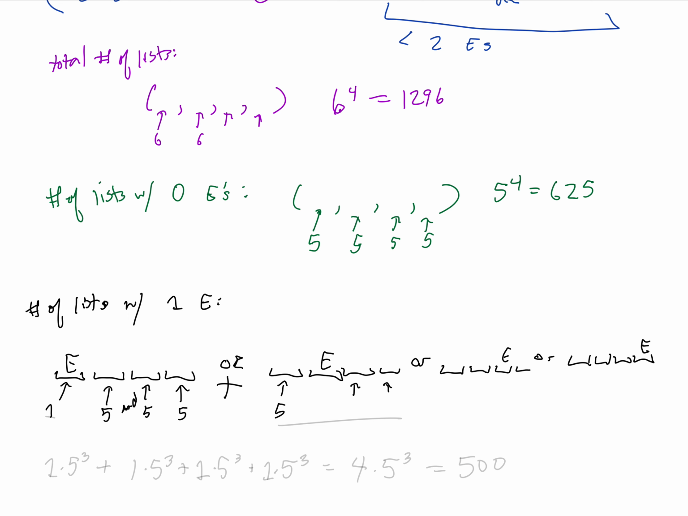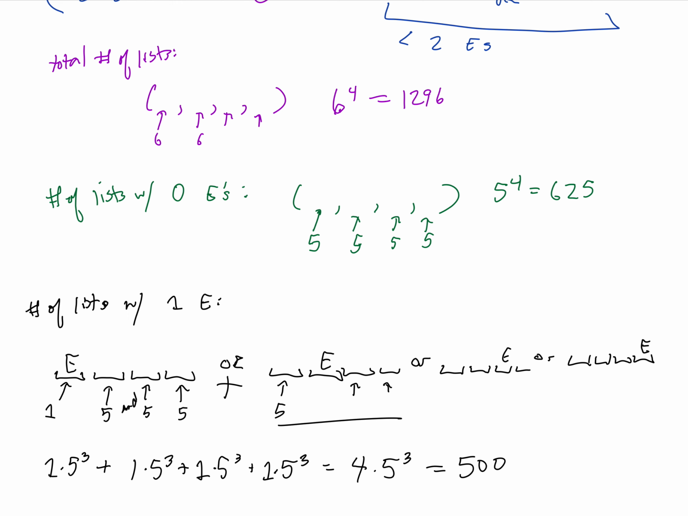And obviously there's just one choice here. We already selected E. So the number of selections for the first one is 1 times 5 to the 3rd, plus for the next one as well, this is also 1 times 5 to the 3rd, plus 1 times 5 to the 3rd, plus 1 times 5 to the 3rd. Or more concisely, that's 4 situations that each have 5 to the 3rd possible outcomes. This is 4 times 5 to the 3rd lists with exactly 1 E. And so this is equal to 500 if we multiply that out.